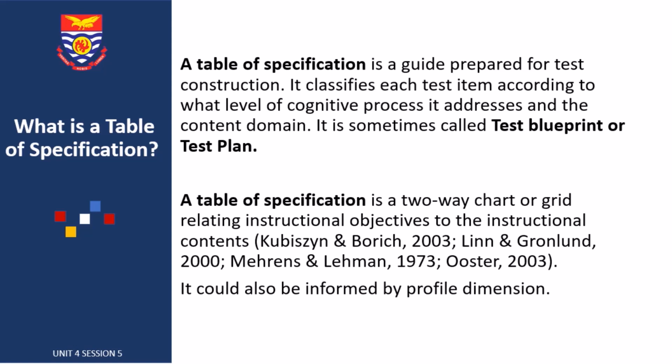According to some renowned scholars, a table of specification is a two-way chart or grid relating instructional objectives to the instructional content. So these are the definitions by the scholars. It could also be informed by profile dimension. So we're looking at what is meant by profile dimension by the end of this session. Okay, so that's a table of specification, a guide prepared for test construction.